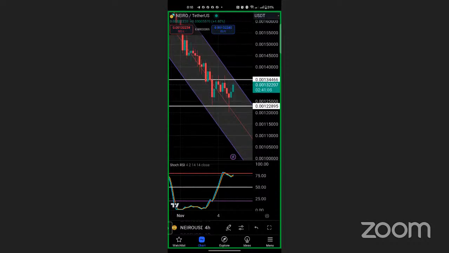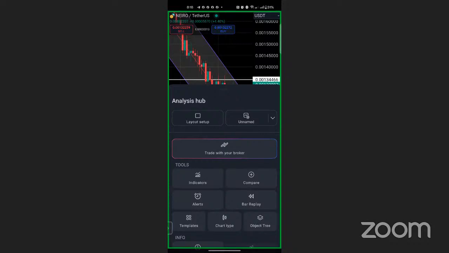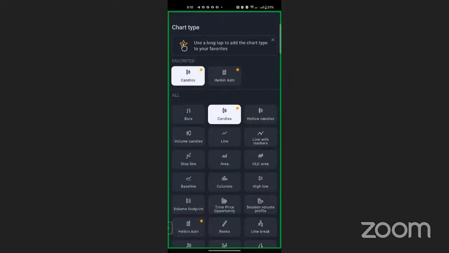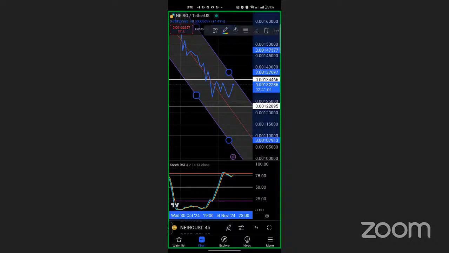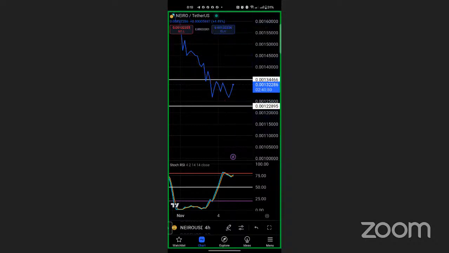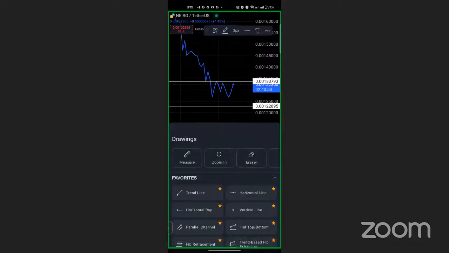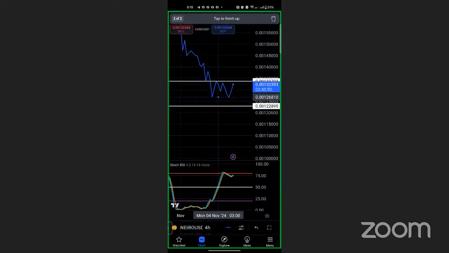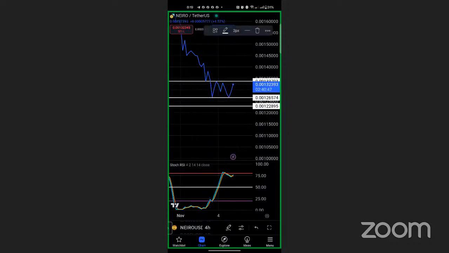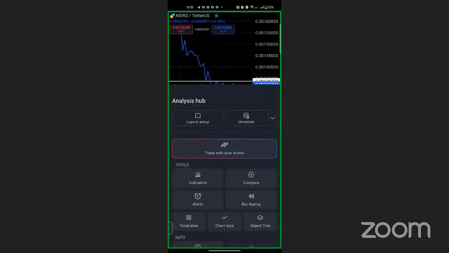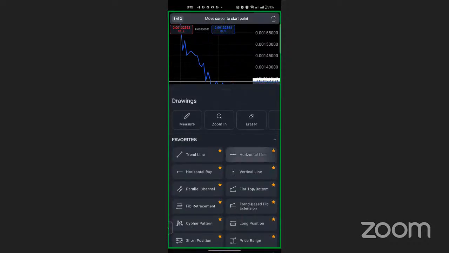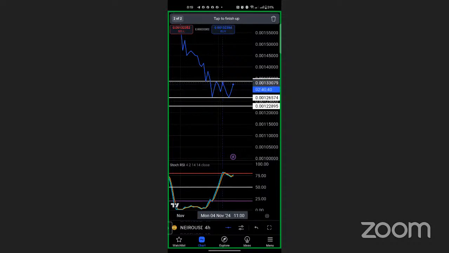Or if I cannot do this, like I said, change the chart type from candles to line. Let me remove all this. This is the simplest way. Anybody, especially anybody who's new to trading, this is the simplest way I can trade. I draw my lines very well. This one is already here, so I'll just ignore. Then I say, okay.